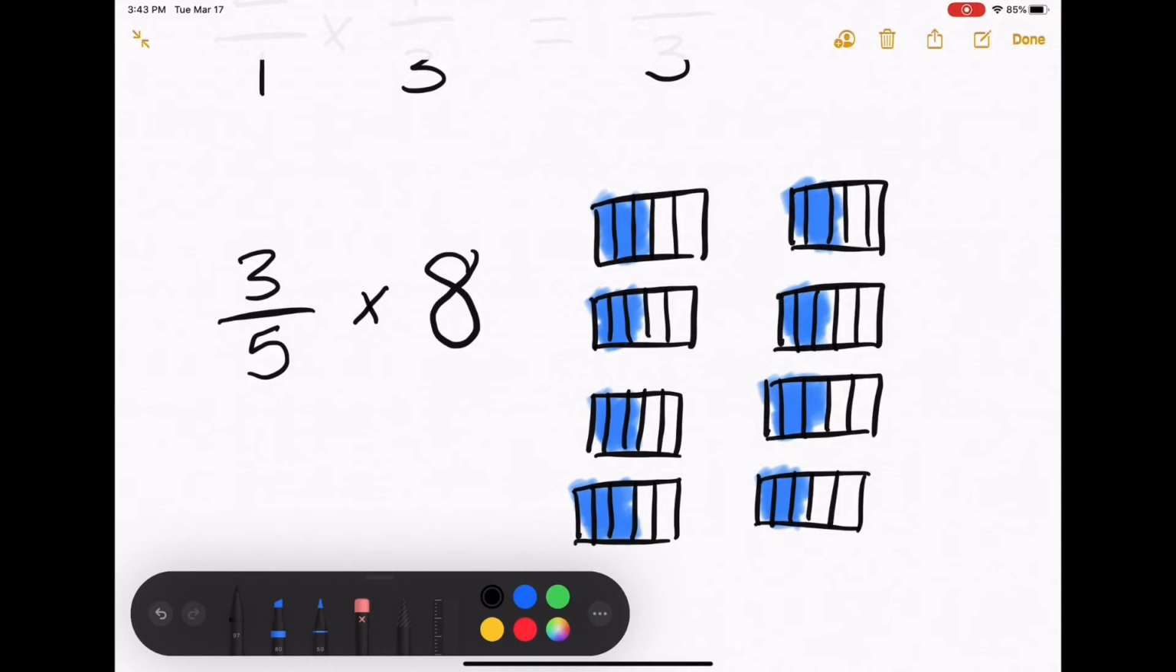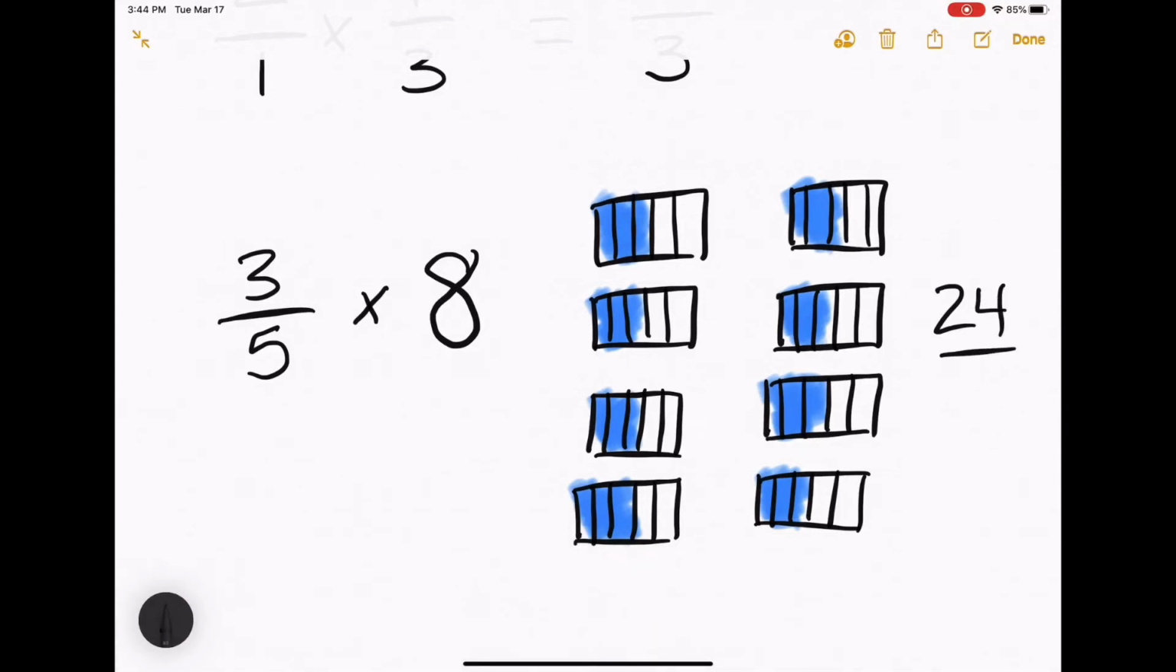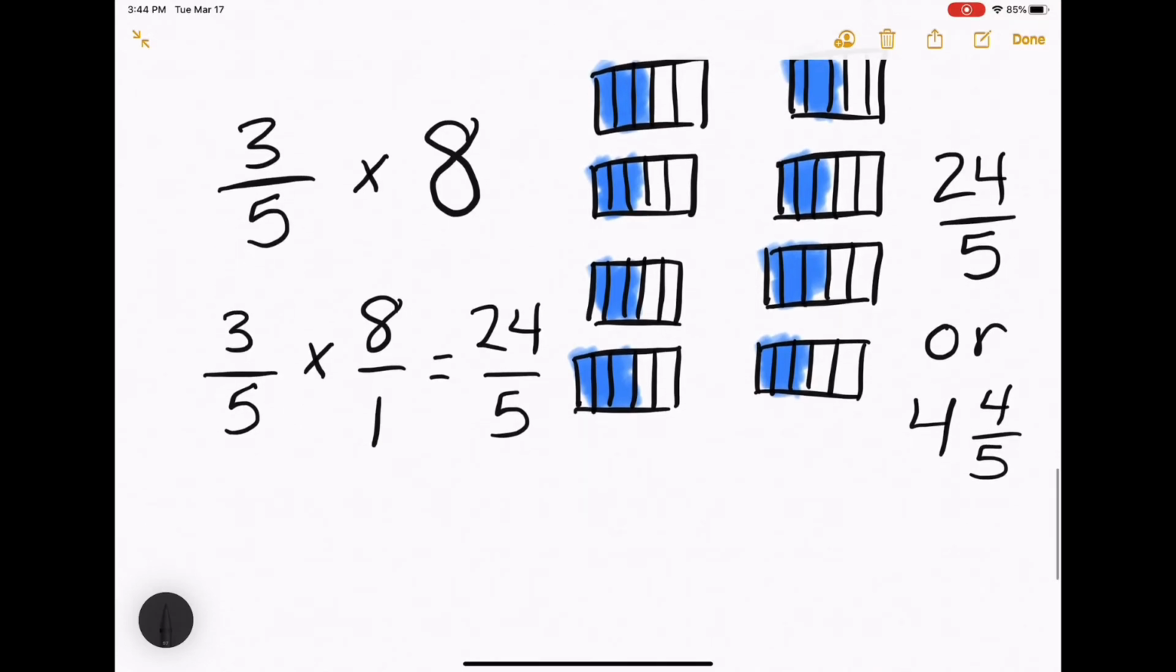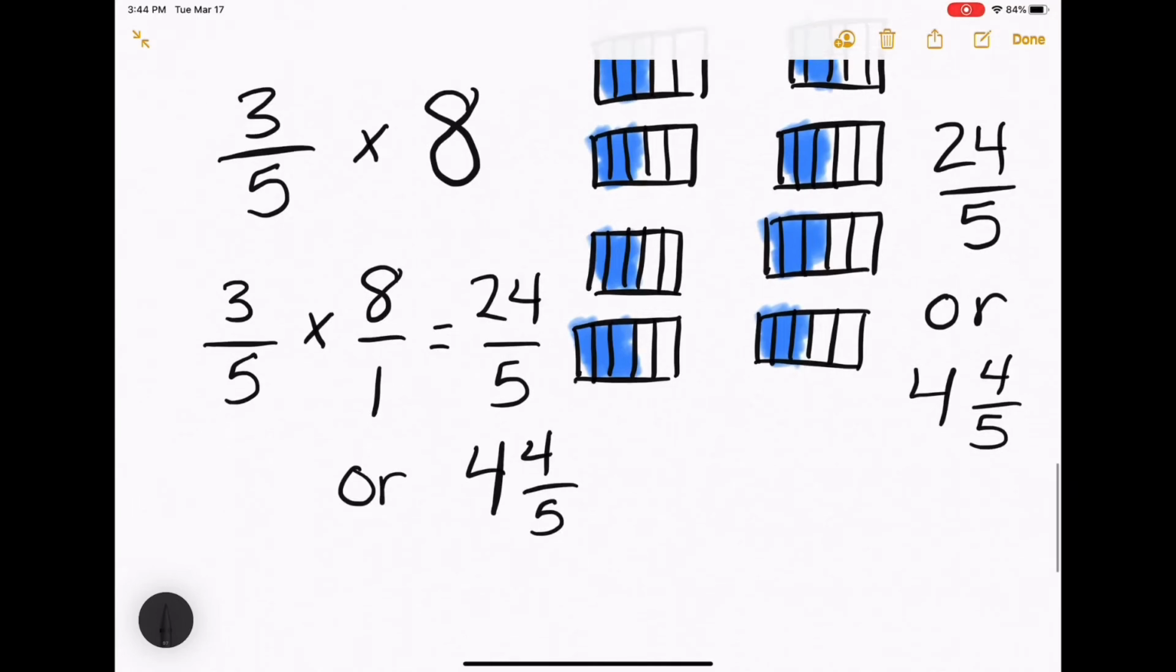After shading my 3/5, I would simply skip count to figure out how many fifths in all. And in all, that would be 24/5. That's an improper fraction. We could rewrite it as a mixed number. It would be 4 4/5. 4 wholes and 4/5 left over. The second way to do it would be to simply make 8, the whole number, into its fraction counterpart, which is 8/1, and then we would multiply across the numerators, giving us 3 times 8 is 24, and 5 times 1 is 5.